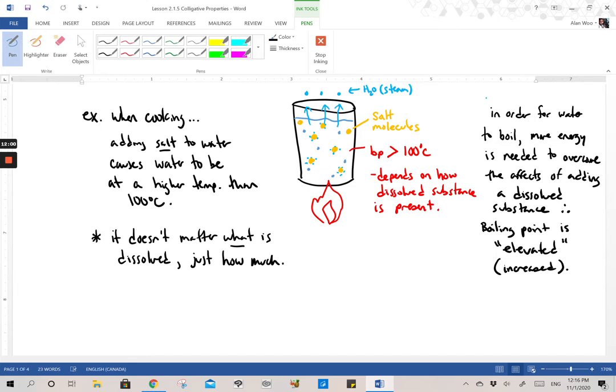So there is usually some kind of limit in terms of how high we can increase the boiling point of water just by adding a dissolved substance. Okay, so that's called boiling point elevation.